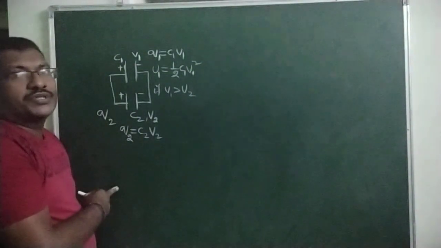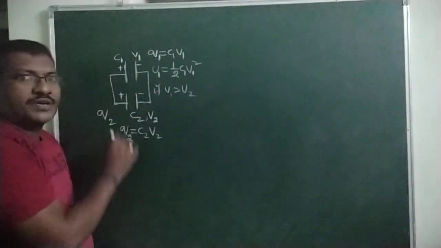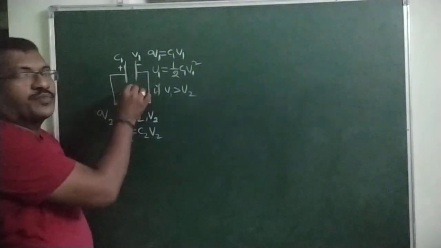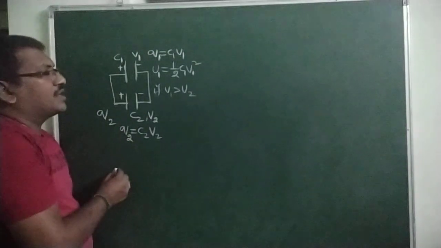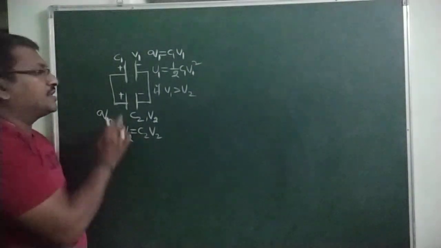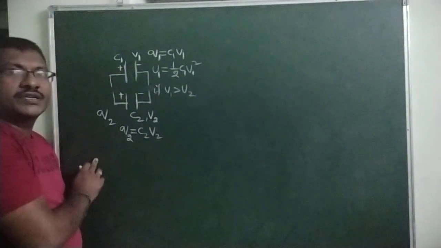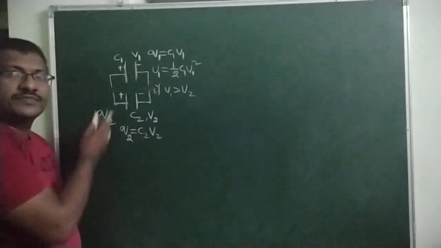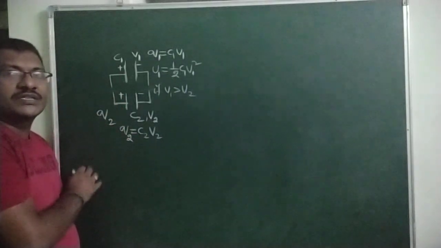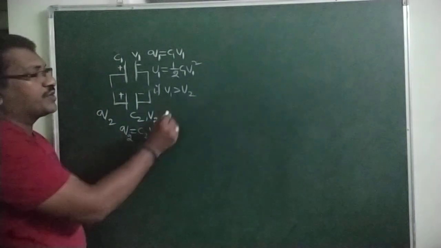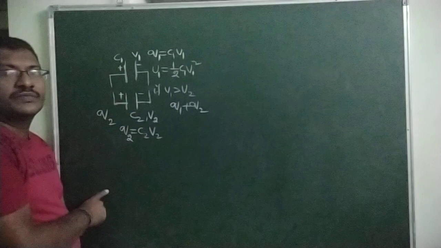What is the common potential? That means when they are connected like this, the charge flows from here to here. Finally, after some time, both have the same potential. That is called the common potential. What is that value? According to the law of conservation of charge, what is the charge of the first capacitor? What is the charge of the second capacitor? What is the total charge of the system before connection? We can write it as Q1 plus Q2.